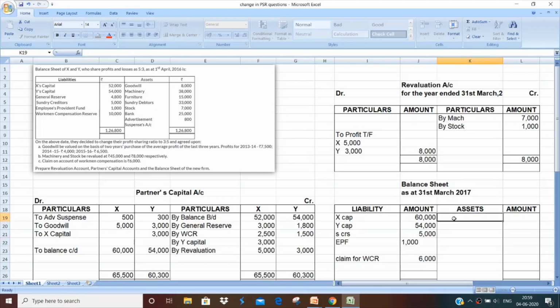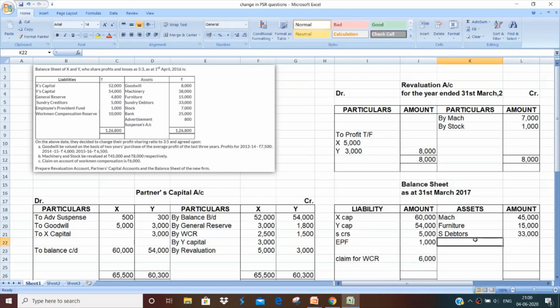Moving to the asset side, goodwill is written off. Machinery will be written at the new value, and the new value was 45,000. We are incorporating the increase in the machinery. Earlier it was 38, now it is 45. Then we have furniture, but there was no increase or decrease in the value of furniture. So we are writing the same amount, 15,000. Regarding sundry debtors also, there was no change. So debtors are also shown at the same value, that is 33,000.